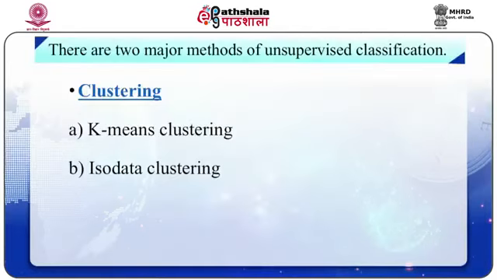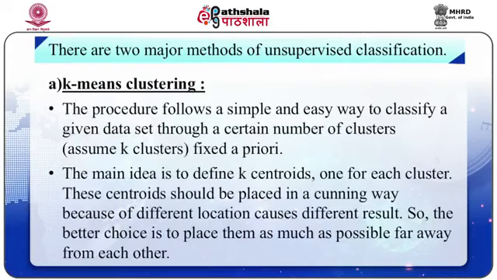There are two main methods of unsupervised classification clustering, that include k-means clustering and isodata clustering. Firstly, we will discuss k-means clustering. K-means is one of the simplest unsupervised learning algorithms that solve the well-known clustering problem. The procedure follows a simple and easy way to classify a given data set through a certain number of clusters. Assume k clusters, fixed a priori.